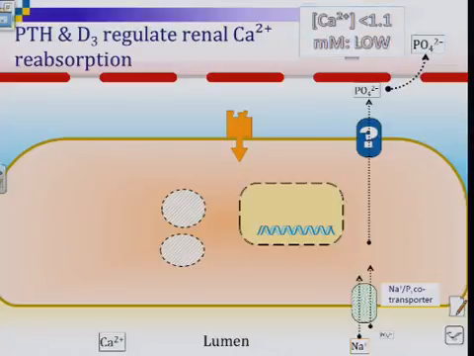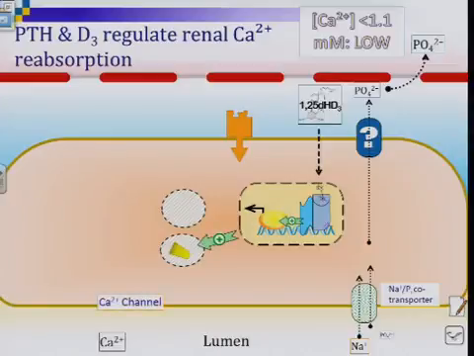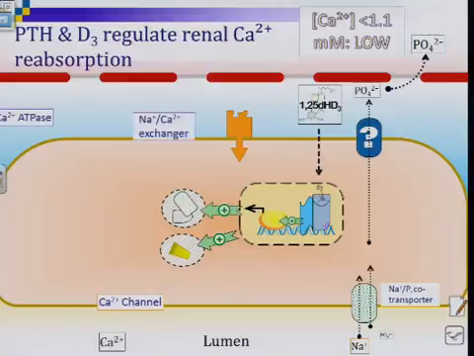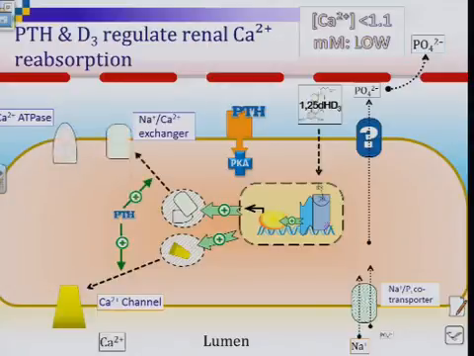Now, when calcium's low, parathyroid hormone is released, and it promotes the synthesis of vitamin D3. The vitamin D3 then activates a transcriptional program that causes transcription of a calcium channel and of a sodium-calcium exchanger and calcium ATPase. Parathyroid hormone then, through protein kinase A, causes the transport of this calcium channel to the cell surface, as well as the transport of the exchanger and the ATPase to the cell surface on the basolateral side.